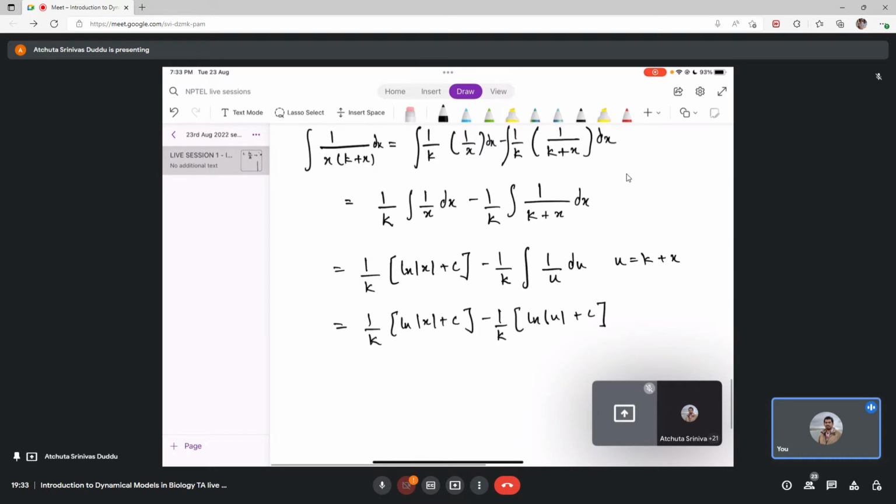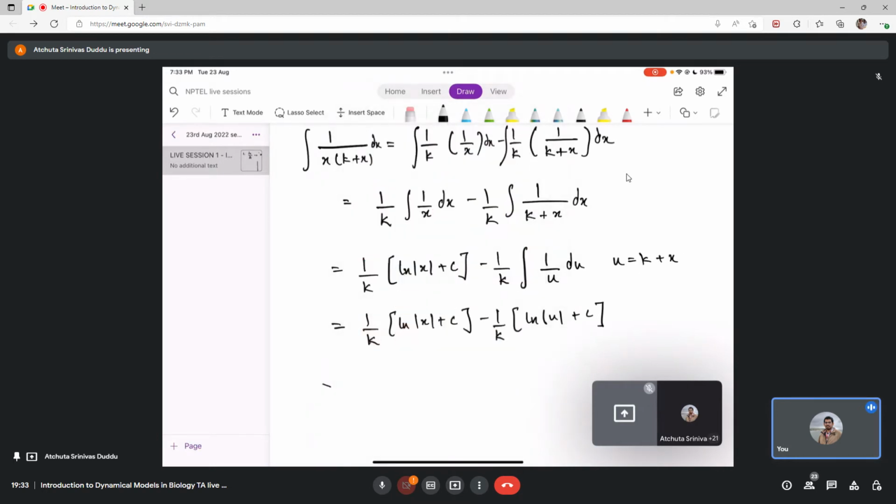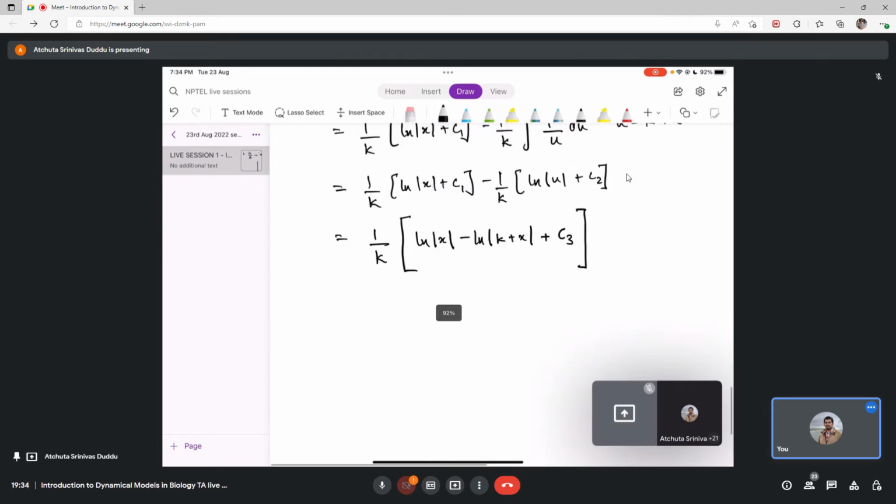We can write this together as 1 by k, I take common, so that would be ln mod x minus ln mod k plus x. I'll write constants at the end, plus a constant; let's say this one was c1 and c2, we could write the whole together as a constant c3, right? Yeah, so this should be the solution for the last bit.